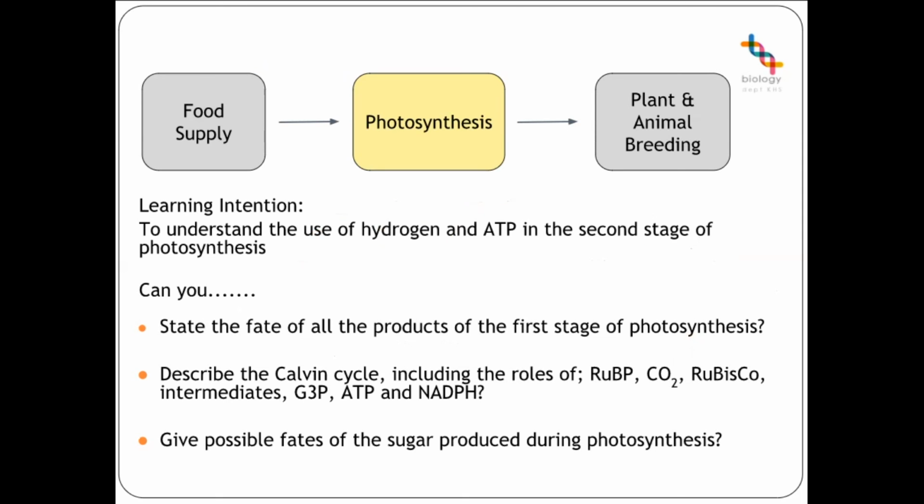So from that, you should be able to state the fate of all the products of the first stage of photosynthesis, describe what's happening in the Calvin cycle, including the roles of RuBP, carbon dioxide, Rubisco, the intermediates, G3P, ATP and NADPH, and you should be able to give the possible fates of the sugar that is produced during photosynthesis.